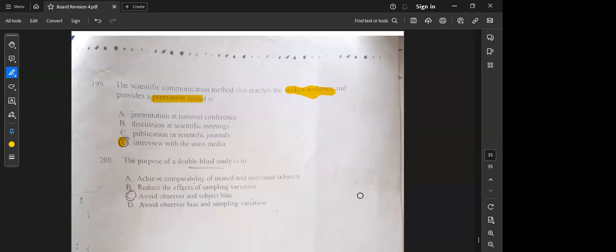I think we are thinking too much. Yeah, an interview with the mass media will reach the widest kind of audience. Because, okay, here there are three keywords, and I think that's what people are arguing. There's the scientific communication part, there's a wide audience, and there's a permanent record part. So we're looking for one that hits all three key points, not just two.